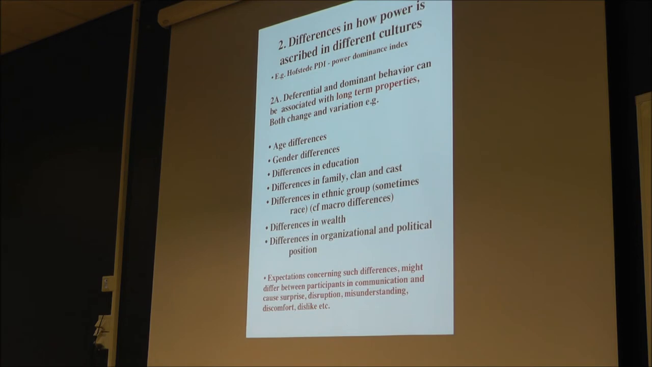Differences in ethnic groups, sometimes race, we've just talked about that. It makes a big difference in some parts of the world still. Differences in wealth. Those who are richer usually have more power than those who are poor. Differences in organizational and political position. Being a political leader, well, that's maybe the clearest sign of having a lot of power.